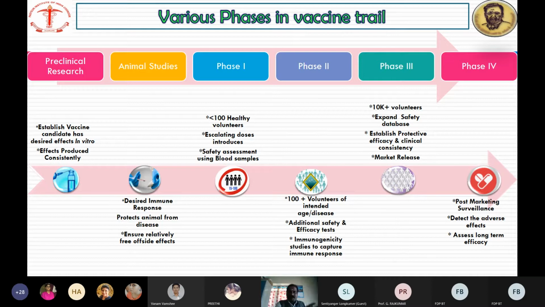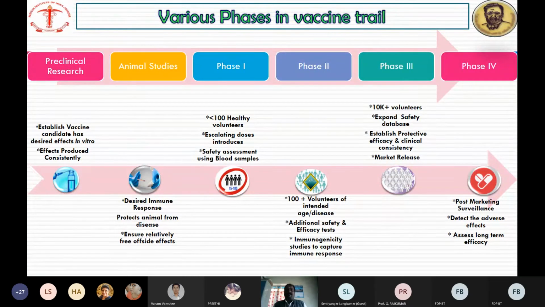Once we have successfully got a very good result in the animal trial, we go for human volunteers, in clinical trials: phase 1, phase 2, phase 3. Phase 1 means fewer than 100 healthy volunteers with escalating doses introduced, that is single dose, 2 doses or 3 doses, with safety assessment using blood samples. We test in healthy volunteers, taking blood samples every day and assessing vital signs, to check that the vaccine does not cause any inappropriate reactions.